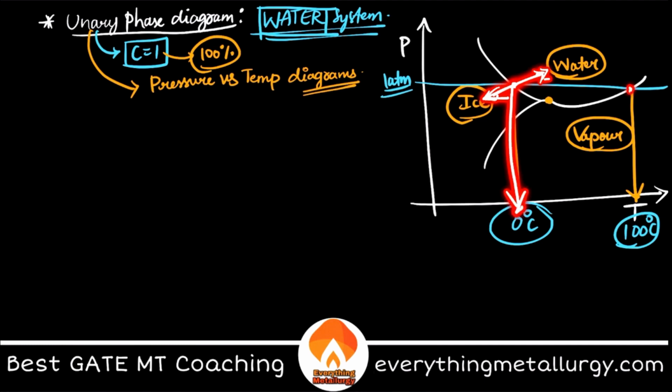Similarly, at this point, what is happening? This is in equilibrium between water and vapor. What is it? It is nothing but the boiling point. This is the boiling point. This is the melting point. So that is why this is 0 and this is 100. Clear? Did you get it? Why or how I got these values? I ended up with the values of 0 and 100.